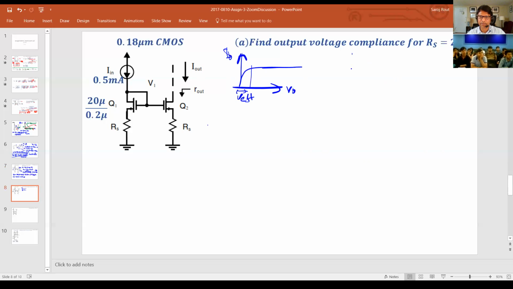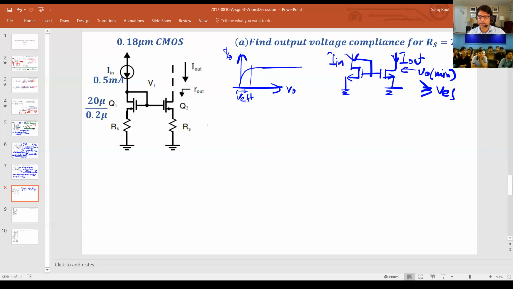So if you had this as your simple current mirror, so that's your I in, and this is your I out. So this voltage, let's say V out, needs to be greater than or equal to V effective, which is VGS minus VT of this device, right?